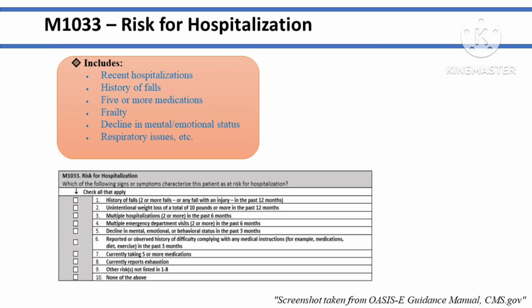M1033, risk for hospitalization. This section identifies clinical and social risk factors present that increase the risk of hospitalization. It includes recent hospitalizations, history of falls, five or more medications, frailty, decline in mental or emotional status, and respiratory issues. Why this section matters to coders: it supports complexity of the case, it helps in comorbidity identification, and it may justify codes such as Z91.81 fall risk, R53.1 weakness, and F03.90 dementia. The coder can use M1033 responses to cross-check and validate secondary diagnosis coding.